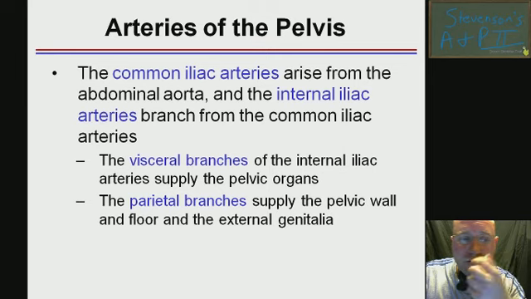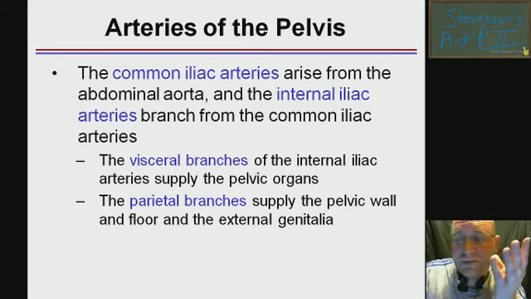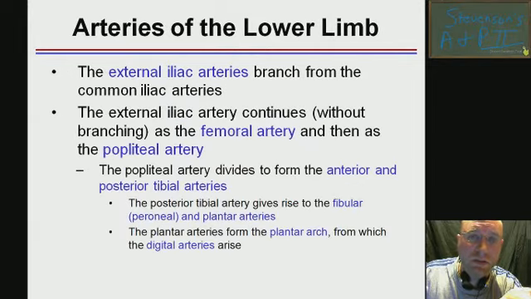Your test is going to reflect the importance of knowing where these arteries are and how they branch. Okay, arteries of the pelvis. The common iliac arteries. The iliac crest is on top of the pelvis. The iliac arteries are those found in the area of the pelvis. They arise from the abdominal aorta, and the internal iliac arteries branch from the iliac arteries. The visceral branches supply the pelvic organs, and the parietal branches supply the external genitalia.